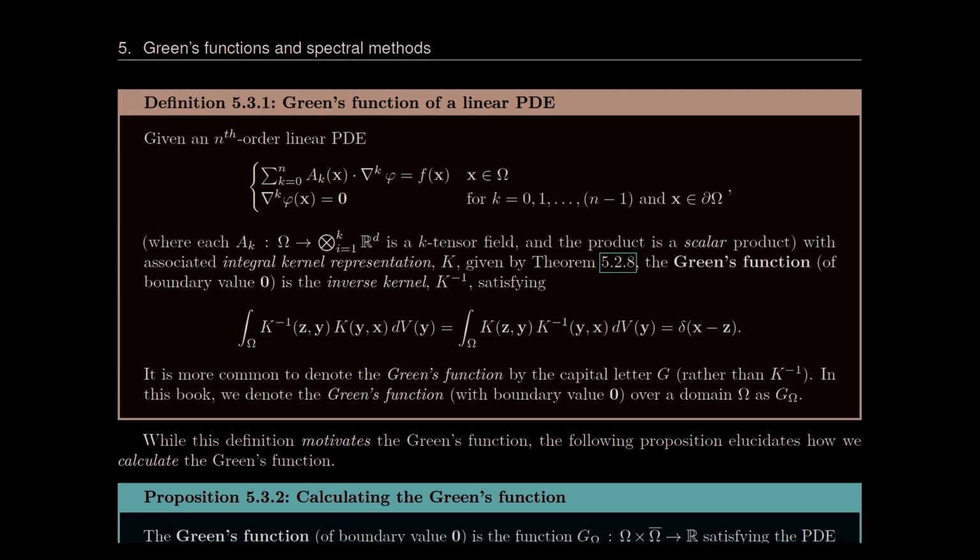Now we get to our definition for a Green's function. We're going to start with an nth order linear PDE. And let's just be careful about why this describes the nth order linear PDE. What have I been saying the whole time when I represent my PDEs like this? I'm saying A_k is a k tensor field. And then I have this dot, which is a scalar product against the kth exterior product or outer product of the gradient with itself. So jump all the way back to chapter 2 and you'll see how all of those are defined.